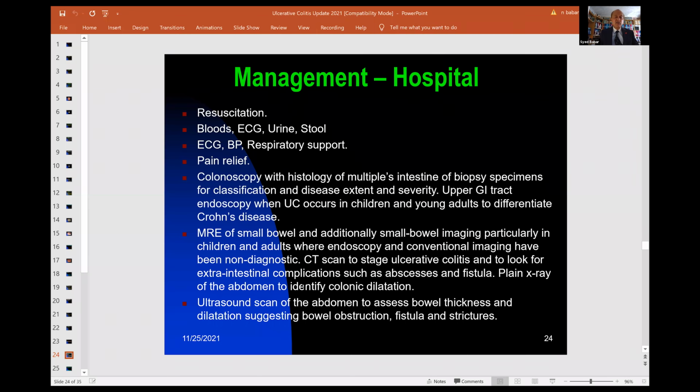A relatively non-invasive investigation would be MRE, and this enterography is something which is done often in children in sedation, or when endoscopy is non-diagnostic, and when there is urgency of situation precluding invasive investigations.